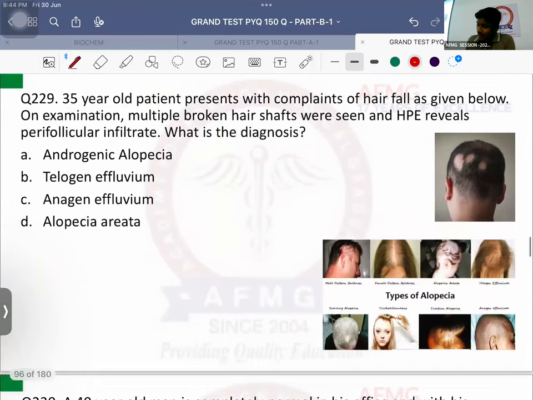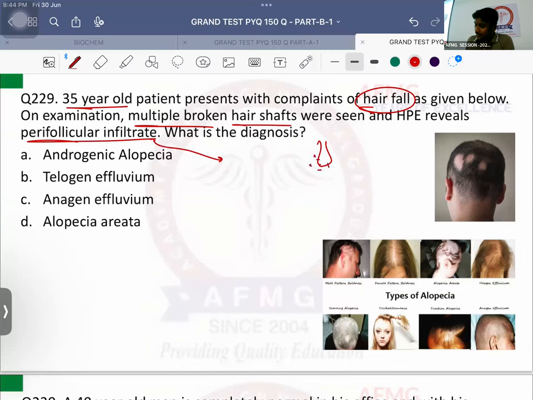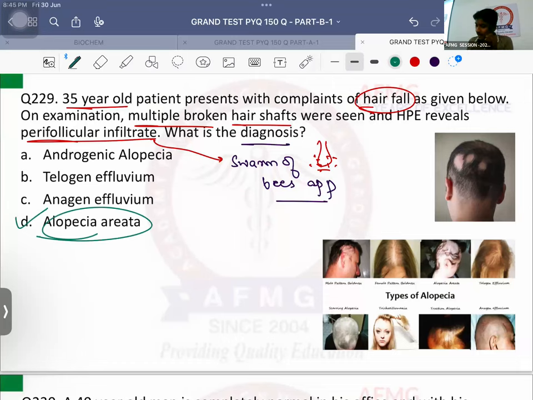229. A 35-year-old patient presents with complaints of hair fall, that is alopecia. On examination, multiple broken hair shafts were seen and HPE reveals perifollicular infiltrate, meaning lymphocytes collected around the hair follicle. That is called which appearance, anybody? Swarm of bees appearance. Along with multiple broken hair shafts, what is the diagnosis? It is a case of alopecia areata.